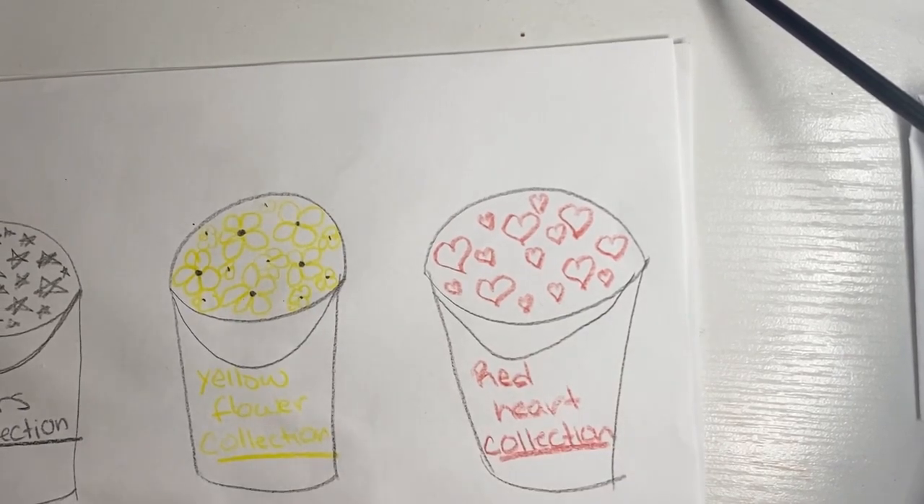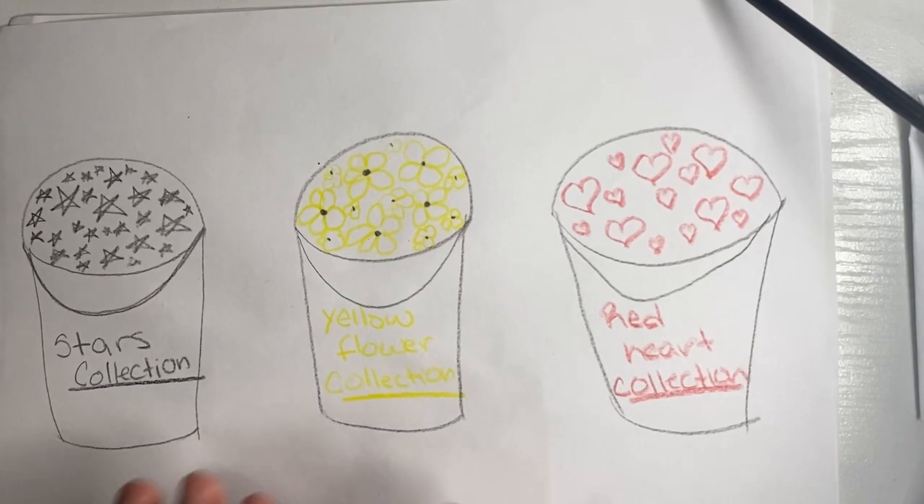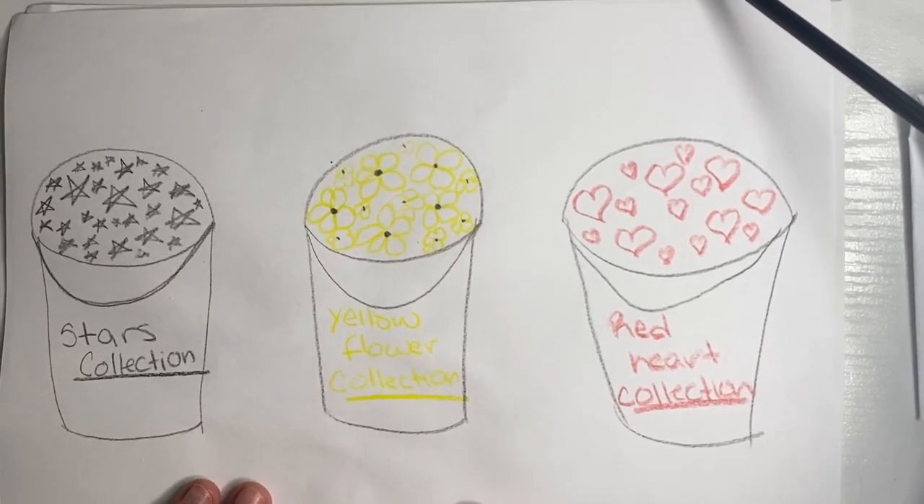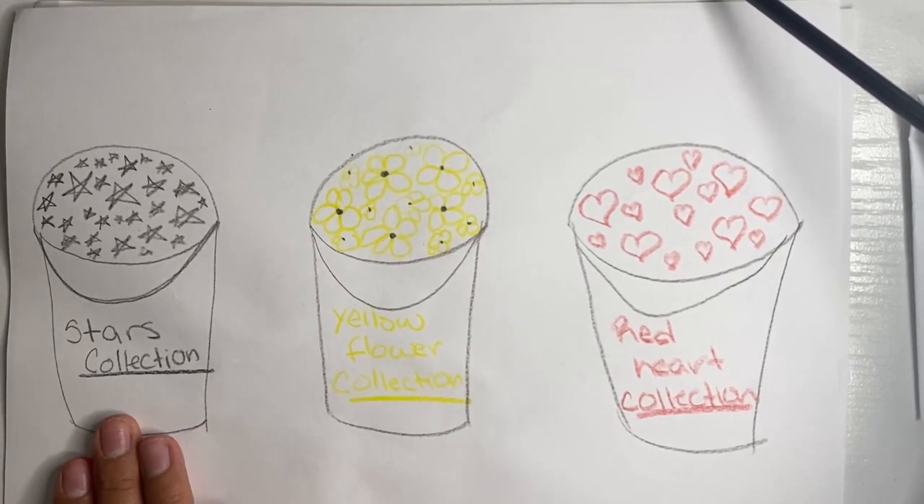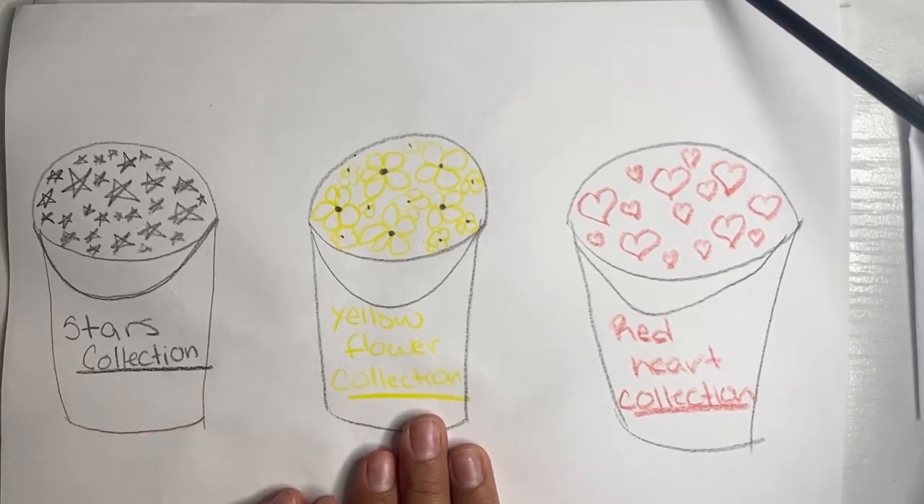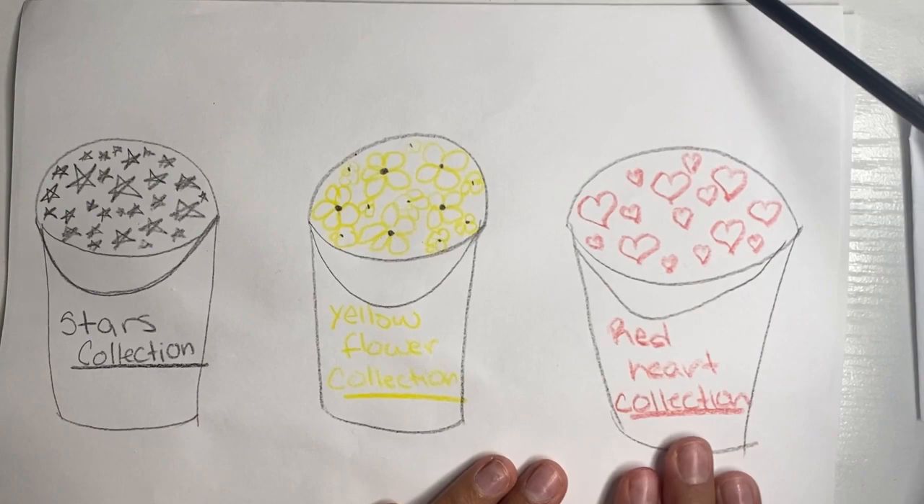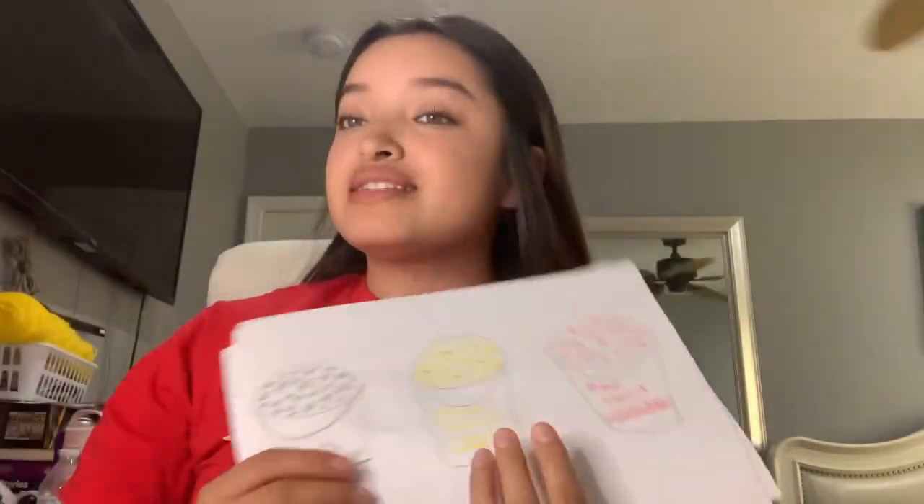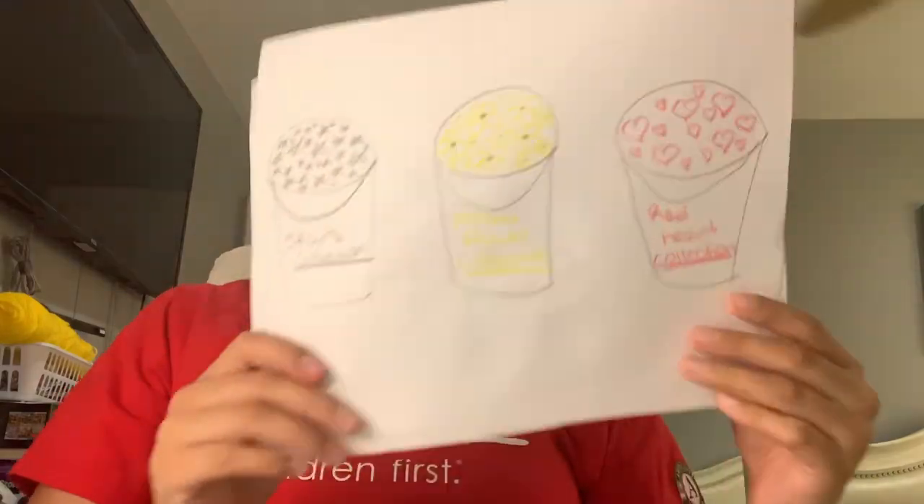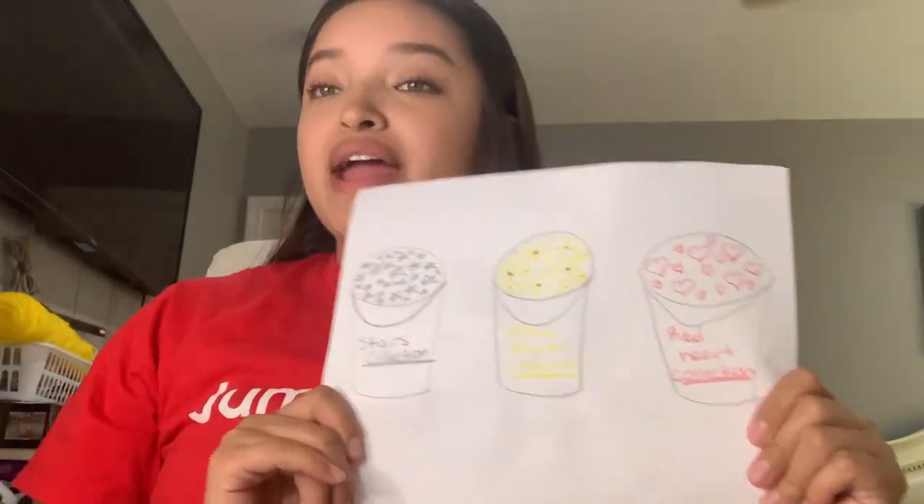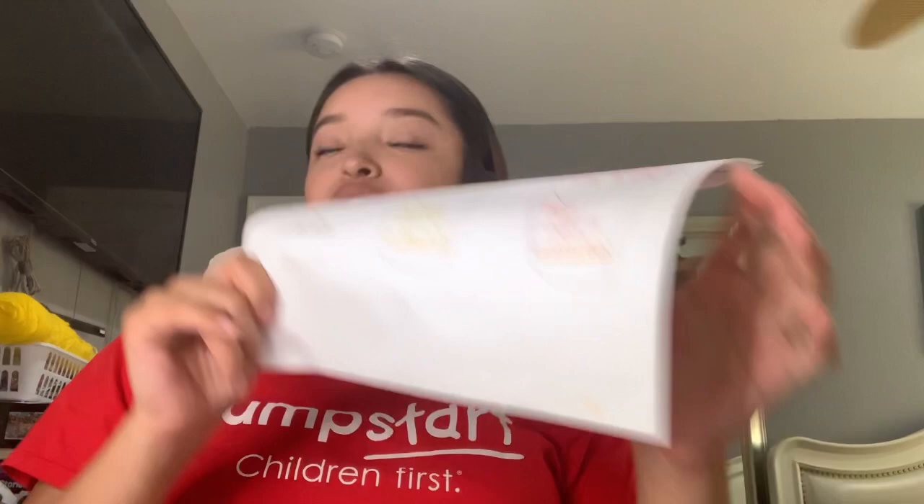Just like that. Okay, and here we go. Here I have my 3 pail collections. I have my star collection over here. I have my yellow flower collection right next to it. And finally, my red heart collection. I hope you guys liked the collections I did for my pails. Again, I did a star, a flower, and a heart collection inside my pails.